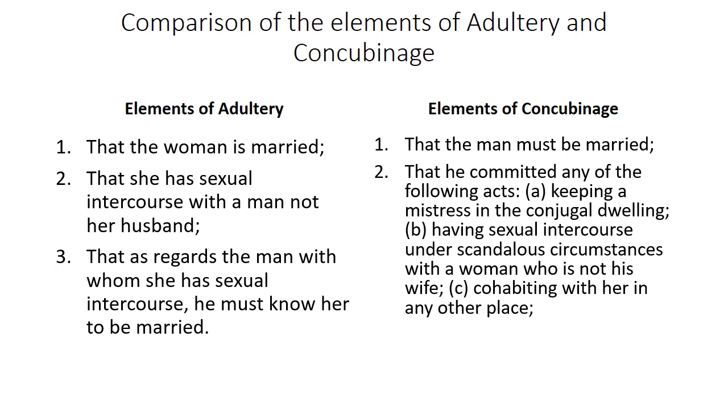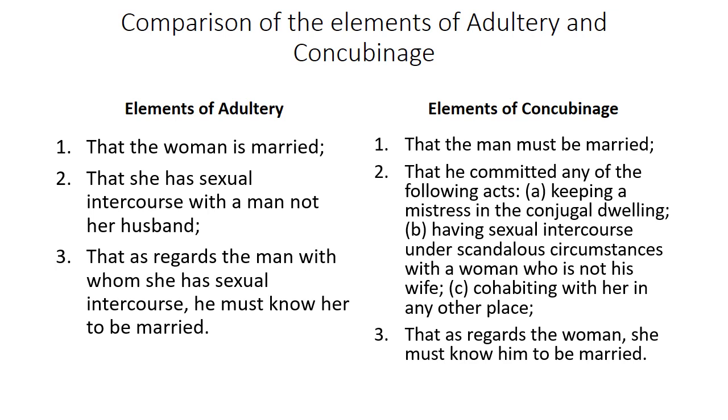Let's now go to the third element. That as regards the man with whom she has sexual intercourse, he must know her to be married. What about the third element in the crime of concubinage? That as regards the woman, she must know him to be married. So readily you can observe that with respect to the first and the third elements, they are practically the same. The only difference lies in the person of the offender, because in adultery, the offender is the wife or the married woman, whereas in concubinage, the offender is the husband or the married man.